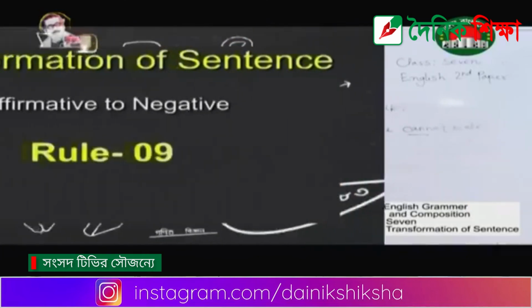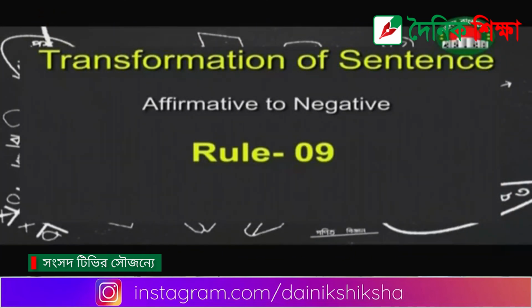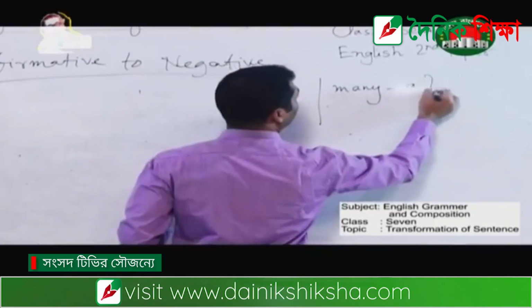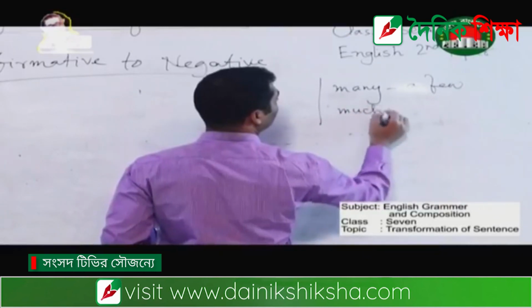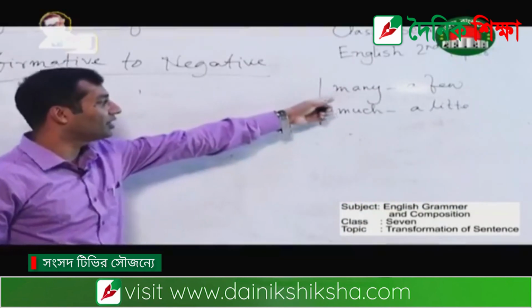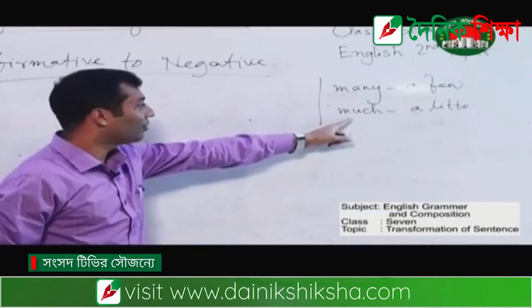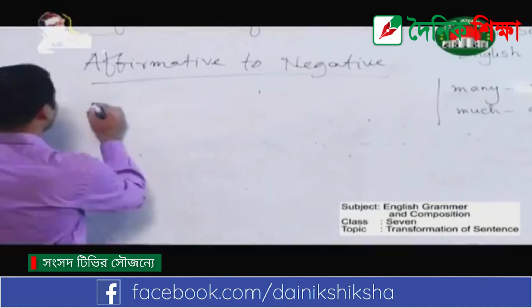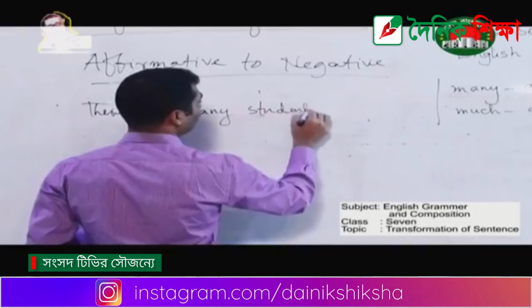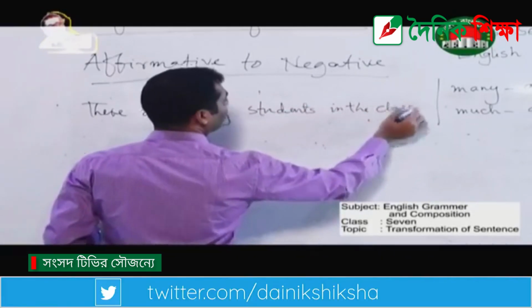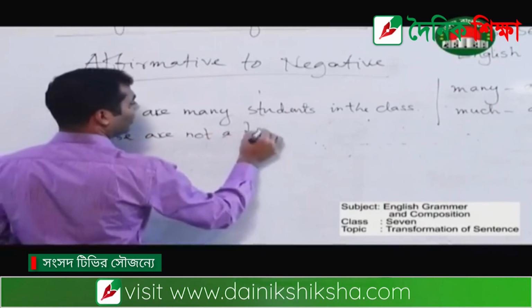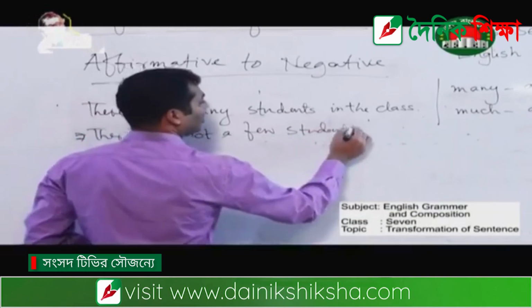So, come to the next rule. You know, there are some words like many, a few, and much, a little. They are different words. So, if you see the word many in an affirmative sentence, it will become a few, and if you see the word much in an affirmative sentence, it will become a little. For example, there are many students in the class. So, it will be there are not a few students in the class.